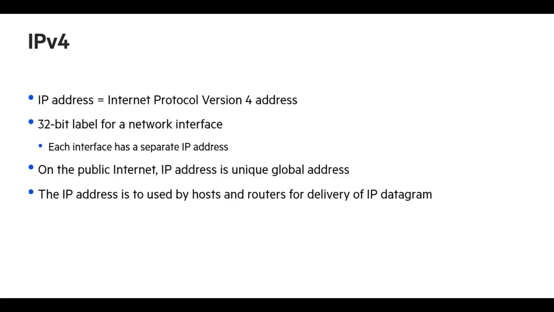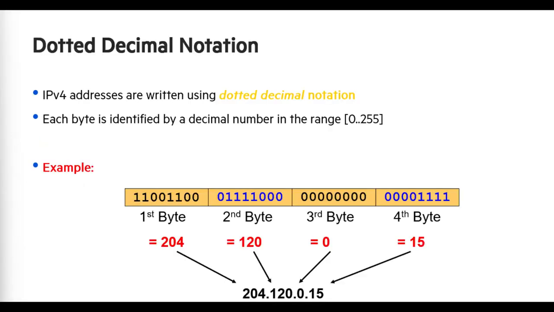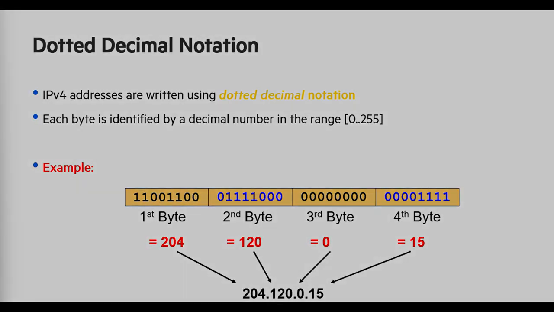An IP address is a set of numbers that identify your computer on a network. IPv4, the traditional numbering scheme, uses 4 integers ranging from 0 to 255 and set apart by periods. For example, 204.120.0.15 is a valid IPv4 address.